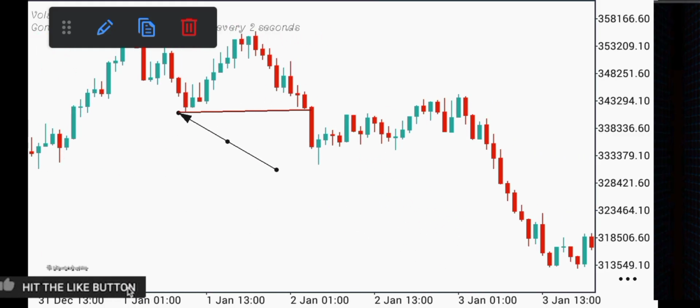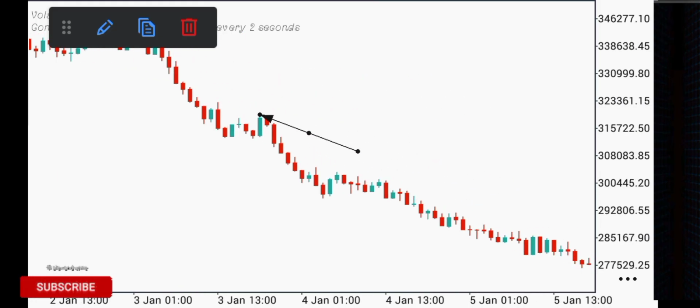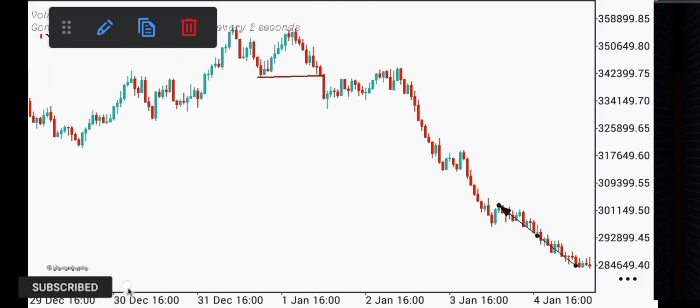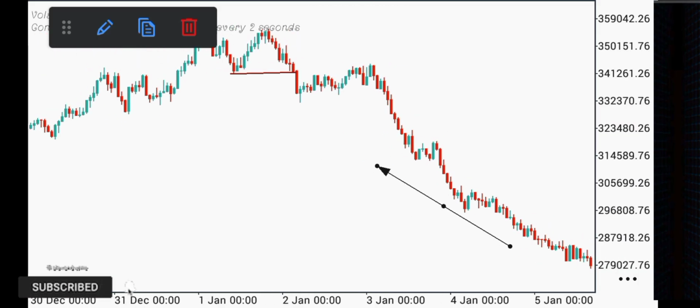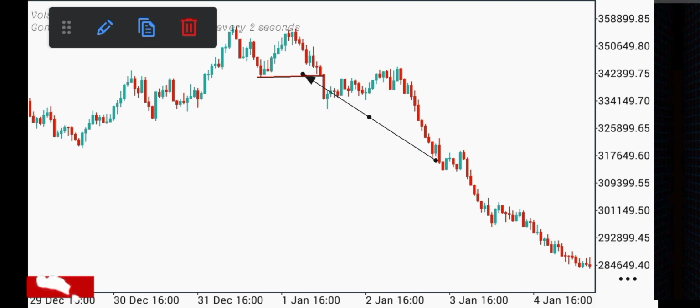Watch. Price now gives us a lower low, a lower high, a lower low, a lower high, a lower low, a lower high. That's how price started moving into a downtrend. You see, this is how to spot a clear change of character. This is a clear change of character. Now let's check out other examples so it will be clear.